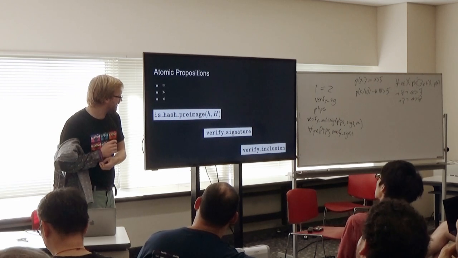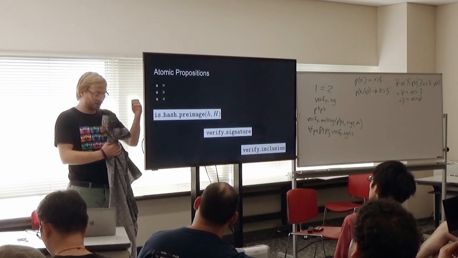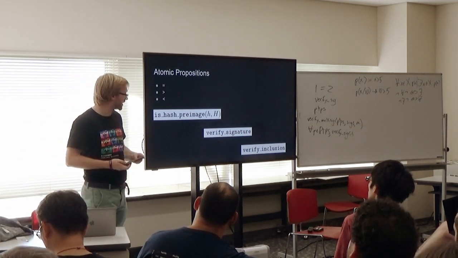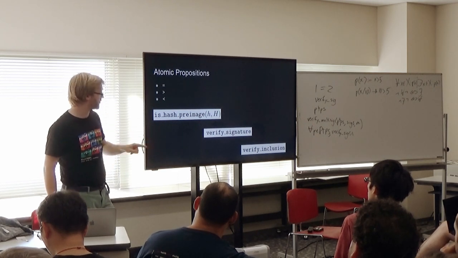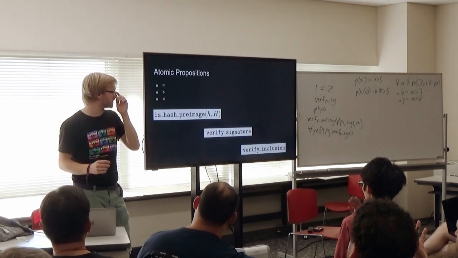No worries. Another one is verify signature. We're all familiar with signatures in the wild west of cryptocurrency. Signatures are very important. Actually, you can build a signature with a hash function, it turns out. Leslie Lamport, great guy. And the last thing is verify inclusion, where you verify inclusion of the thing.